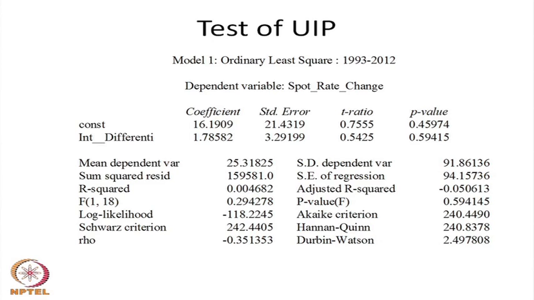If the two are the same, there cannot be an arbitrage opportunity between the money market and the forex market. I ran the regression from 93 to 2012 and found the spot exchange rate change is a function of the interest rate differential. The model is not significant, the adjusted R square is quite low, and the regression equation is not a valid one. So, uncovered interest parity cannot be tested in the case of India.